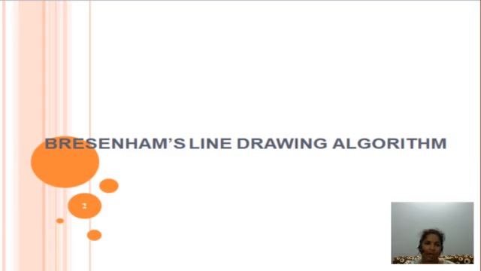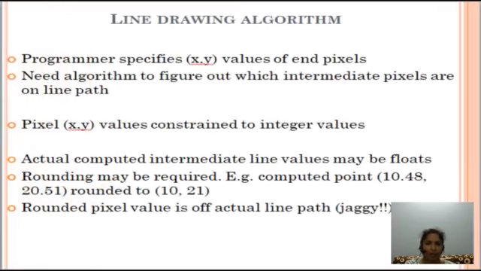In this video, I am discussing Bresenham's line drawing algorithm. Before starting with Bresenham's line drawing algorithm, I want to say a general line drawing algorithm. If you want to draw a line, we have to input the coordinates. We have to give x1, y1, x2, y2, which are the end points of the line. What the algorithm is doing is, it has to find out the intermediate points on the line path.